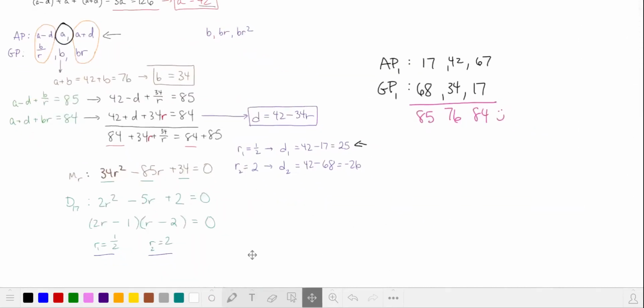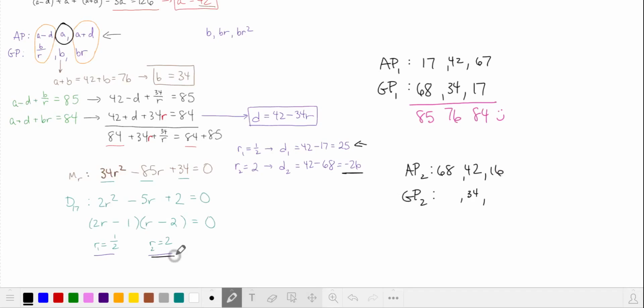Let's see what happens if we take r2 and d2. Again, our middle terms are 42 and 34. This time we're going to subtract negative 26, which is the same thing as adding 26, so that gives us 68. And then we'll subtract 26 to get 16 for our third term.